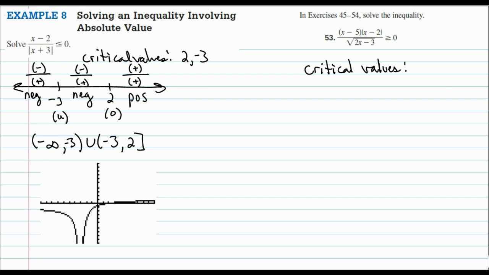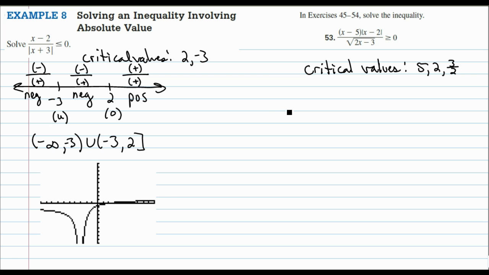The now try problem for example 8 is number 53. We've got 3 critical values and whoa, absolute value and square root. Miss Larson, you're going insane. I know. So my critical values are 5, 2, and then the denominator would be 3/2 would make that 0.